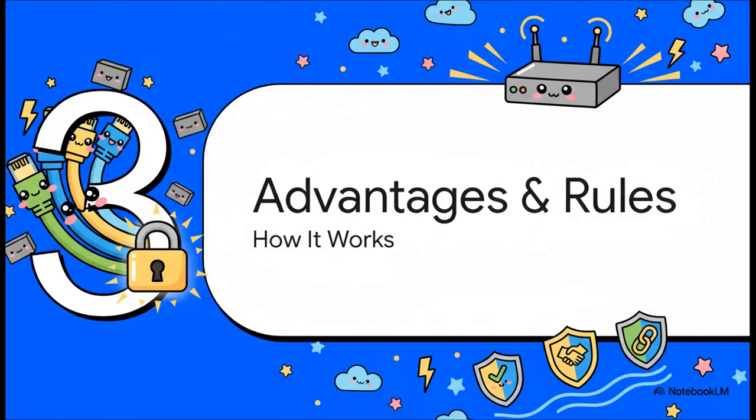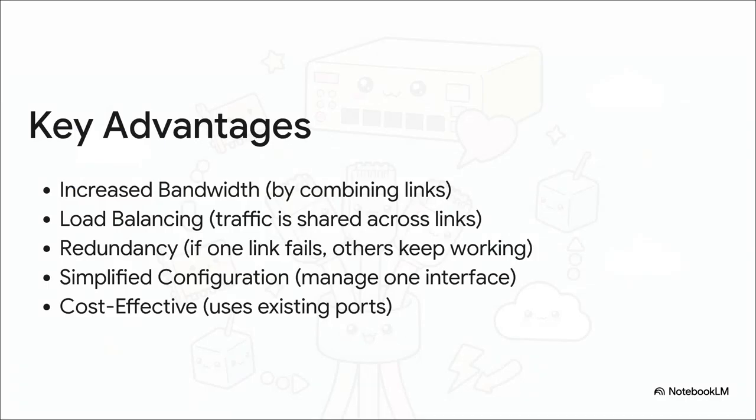Okay, so now that we get the big idea, let's dig into the awesome benefits this gives us and, just as important, the rules you absolutely have to follow to make it work right. The advantages here are frankly fantastic. First, and most obviously, you get a huge boost in bandwidth. You bond 2 1 gig links, you get a 2 gig logical link. Easy. Second, traffic gets spread out, or load balanced, across all the cables in that bundle automatically.